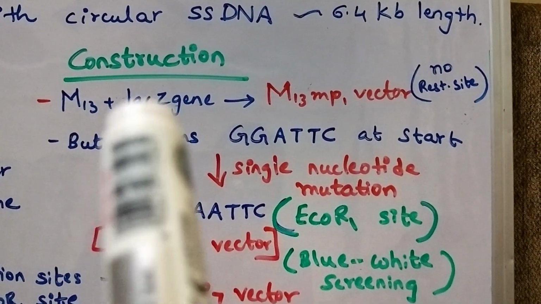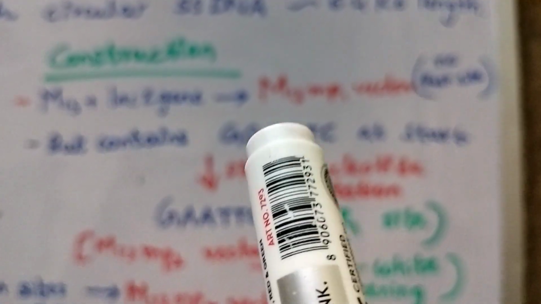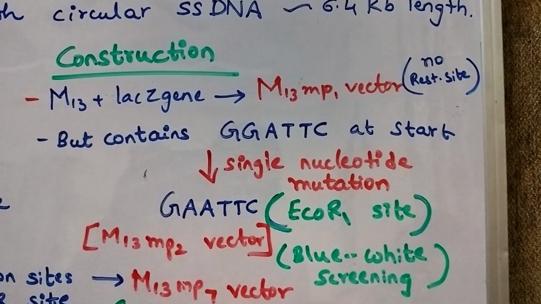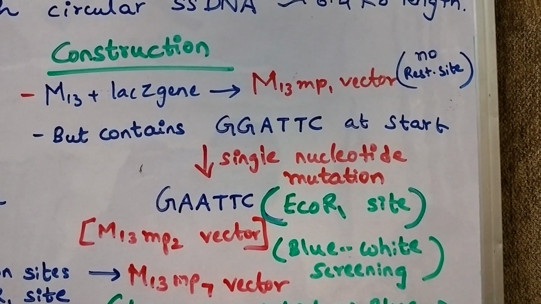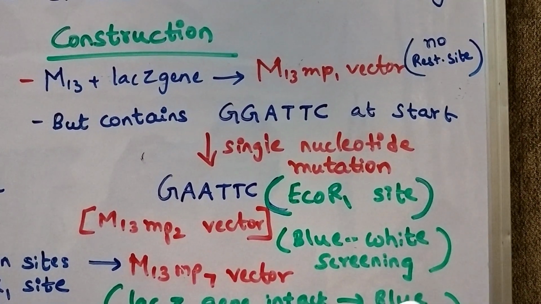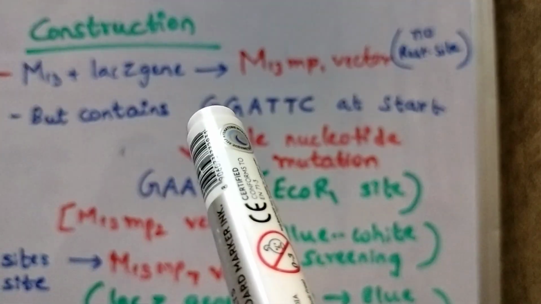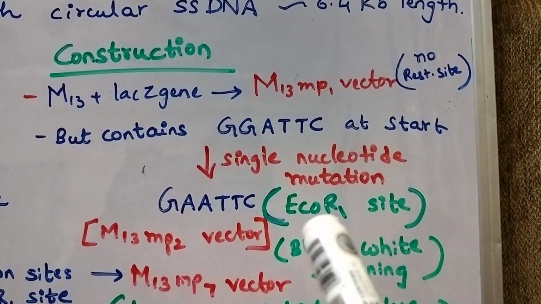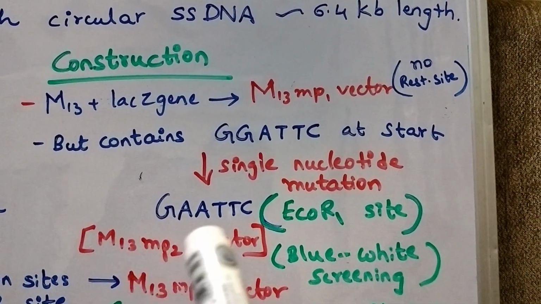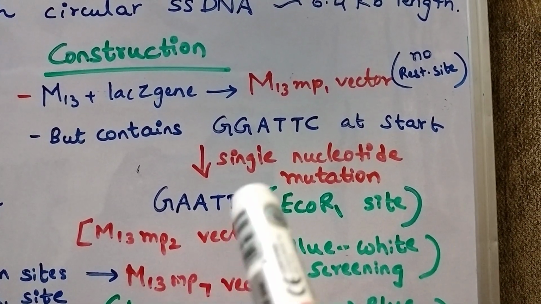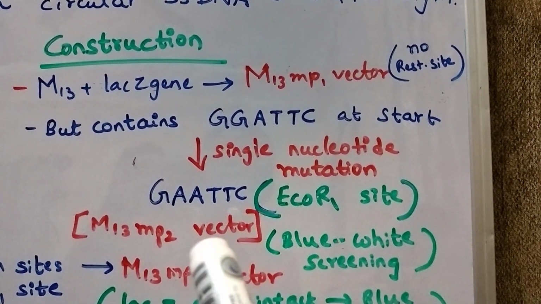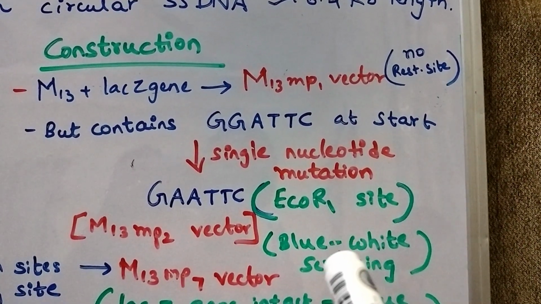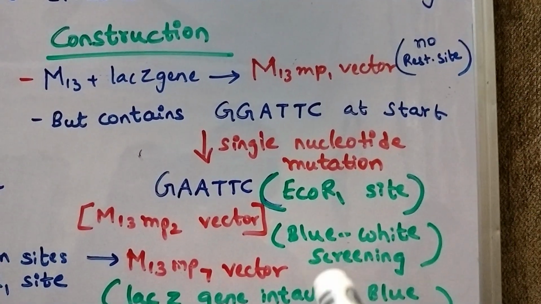M13 bacteriophage, when added with the LacZ gene, resulted in the M13mp1 vector, which had no restriction site, but it contained the GGA-TTC nucleotide sequence at the start. After a single nucleotide mutation, with G being replaced by A, it resulted in an EcoR1 site. This vector is now called the M13mp2 vector. Because even after the single nucleotide mutation the LacZ gene is intact, blue-white screening of recombinants versus non-recombinants is possible.